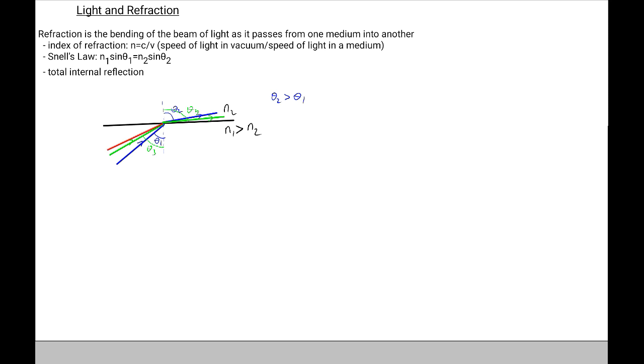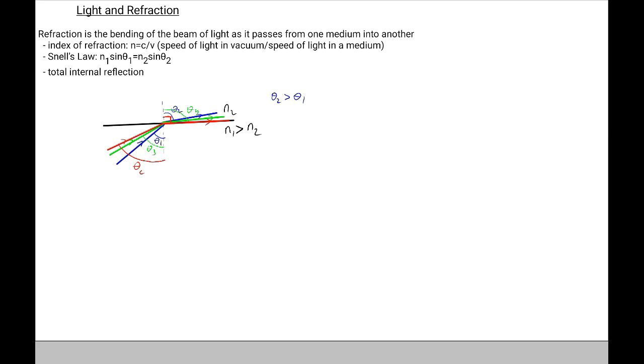Now if we have another beam that has an even larger angle, it will refract right along the interface. So that is what we call critical angle right here. So for an angle smaller than the critical angle, we still see refraction. For an angle that's going to be larger than the critical angle, we won't see refraction anymore. We're going to only see total internal reflection. So the angle that the refracted beam makes for a critical angle is 90 degrees. So the refracted angle here is 90 degrees.